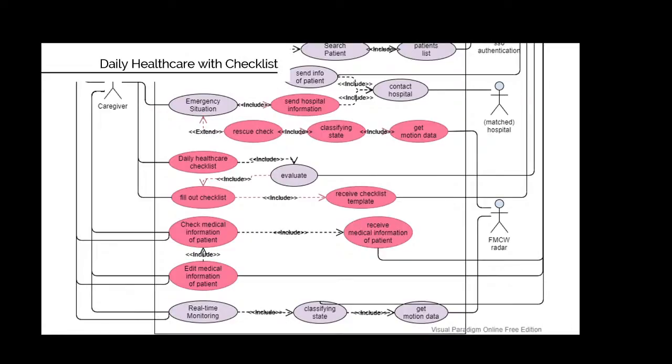Daily healthcare with checklist. The user asks the system for a healthcare checklist. Then the user answers all of the questions in the checklist and submits it to our system. The system evaluates the checklist by criteria stored in the database. The system sends the result back to the user in display.